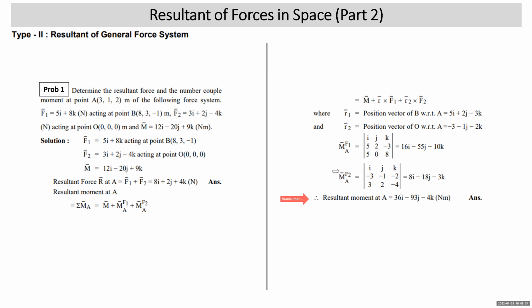Resultant moment at A will be what? M bar plus moment of F1 about A plus moment of F2 about A. You add them up, you get the resultant moment. In the bracket, you should write the units. So in this problem, we understood that for the resultant force of a general force system, write all forces in vector form and sum them up, irrespective of the point where the resultant is required. If the resultant is required at point A, the resultant moment is sigma M, that is moment of F1 about A plus moment of F2 about A plus M bar, that was the external moment in the sum.